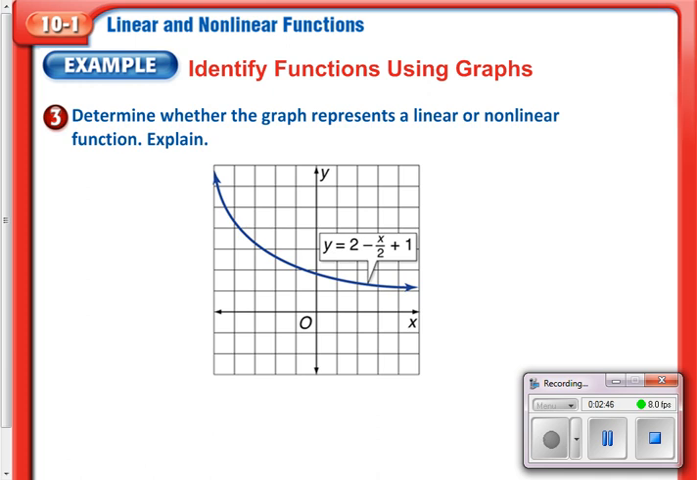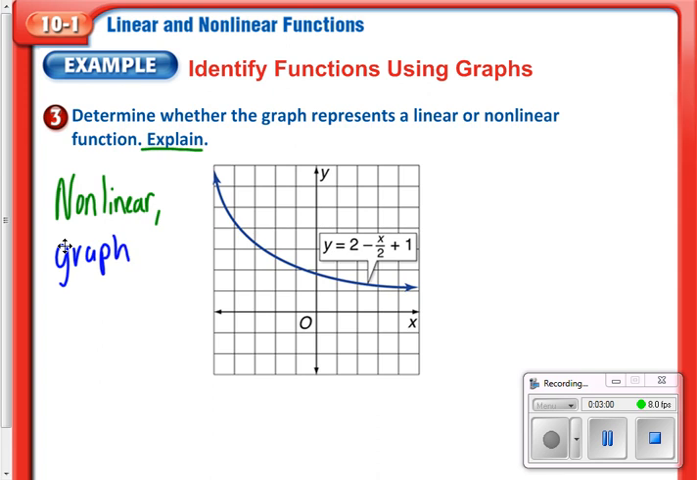Next couple examples are pretty easy to see looking at a graph. Remember, linear functions are straight lines. If you look at this line on the graph, it is not straight. Therefore, it is not linear. And again, it comes with an explanation. Why is this nonlinear? Well, the graph is not straight. It has a curve to it.